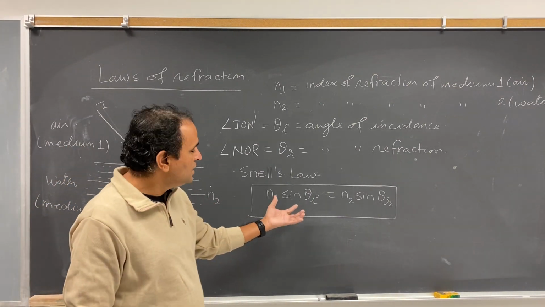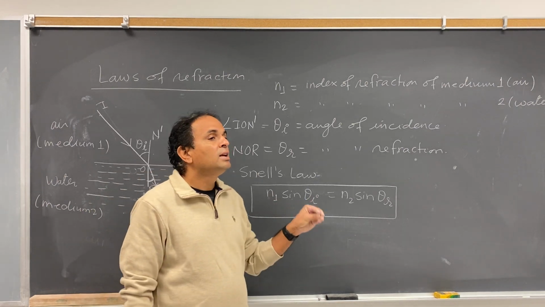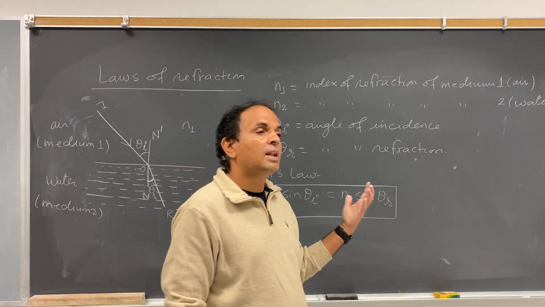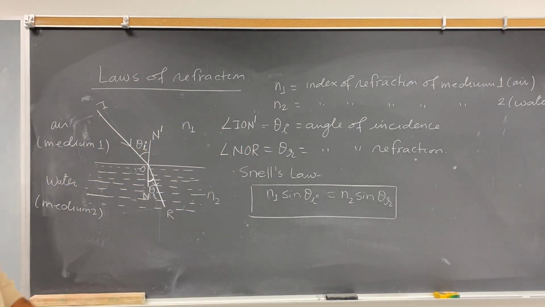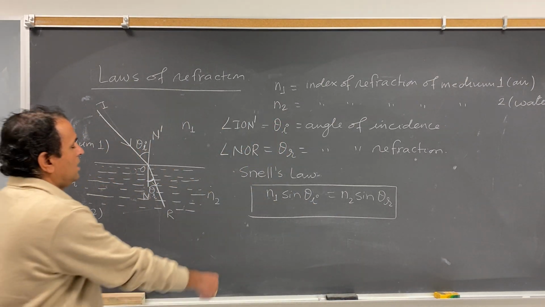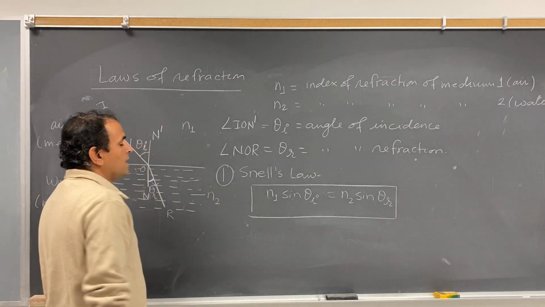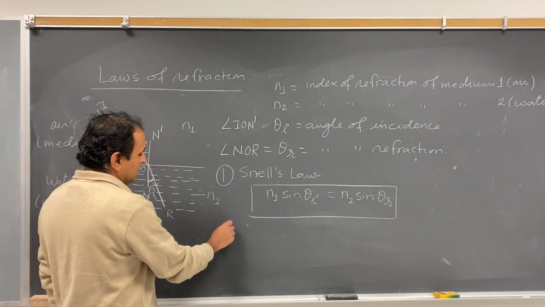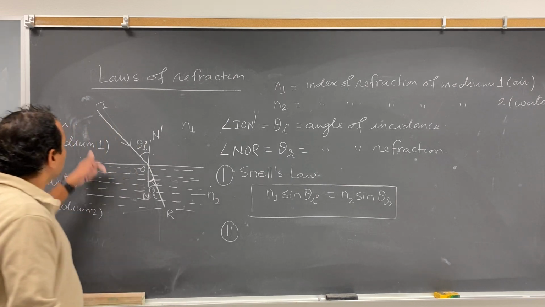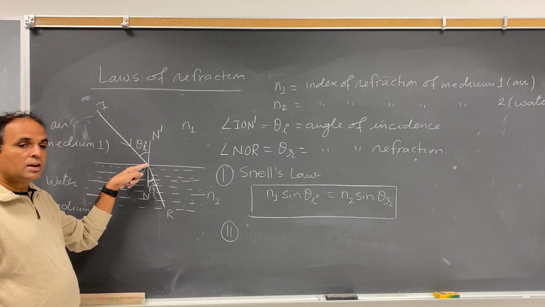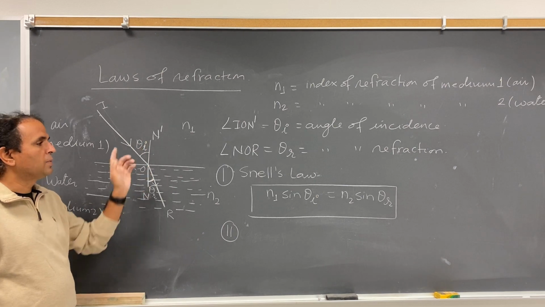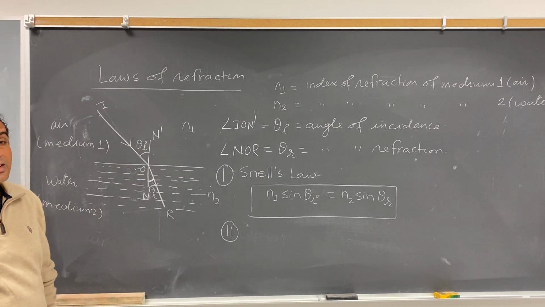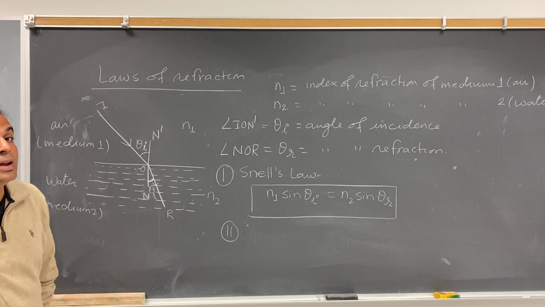Sometimes using this formula you can calculate the index of refraction of different media. Okay, so this is Snell's law, and Snell's law is the first law of refraction. And the second law is, look at this, the incident ray IO, the refracted ray OR, and the normal NON prime lie on the same plane. It is kind of similar to the law of reflection.